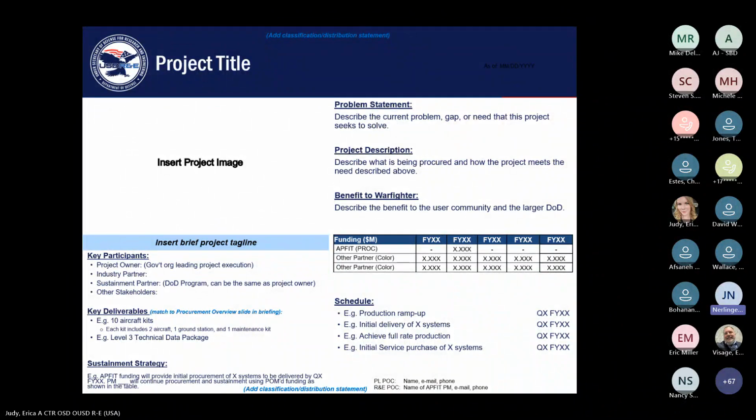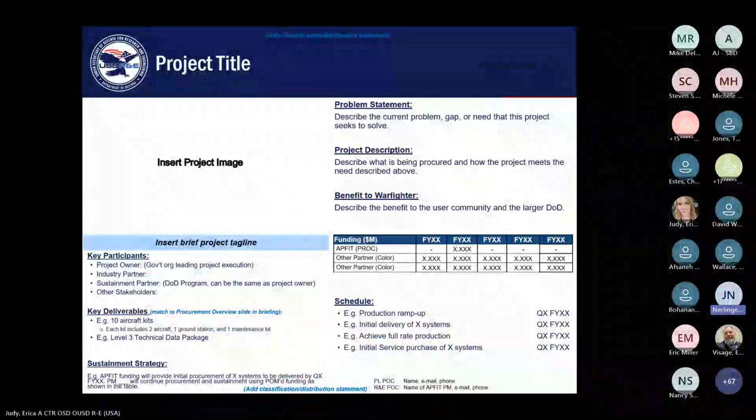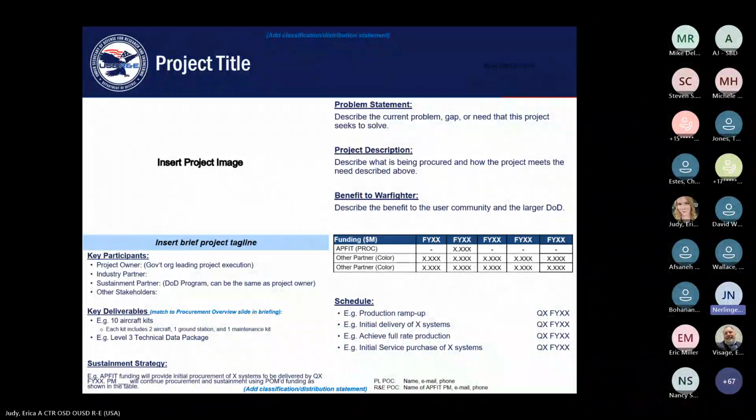It's just kind of a watered-down version of what's already in the briefing. And then again, that funding table, right? So you can see that it's got fewer fiscal year columns in there. Edit that table as you see fit. The more information, the better, obviously.